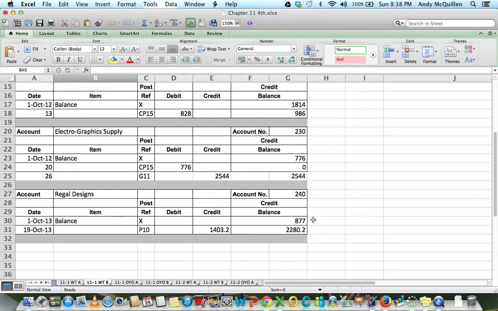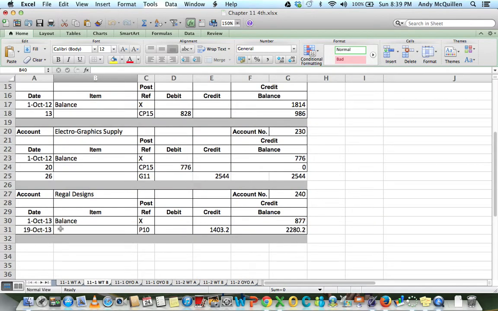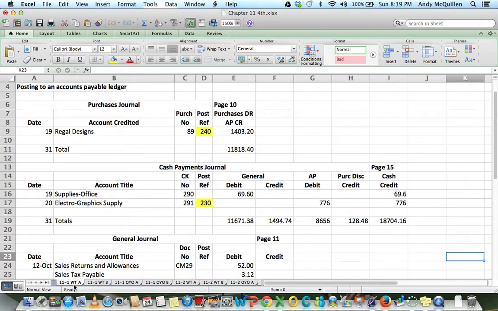Number 2 says post the accounts payable credit line on the Purchases Journal to the accounts payable for Regal Designs. So we go back to Part A. On the 19th of October, Regal Designs, accounts payable credit 1403.2. So we go back, October 19th, P10. That stands for Purchases Journal, page 10. Credit 1403, credit and a credit we add together. So therefore, we do the post reference of 240.